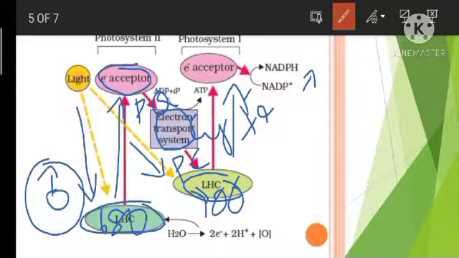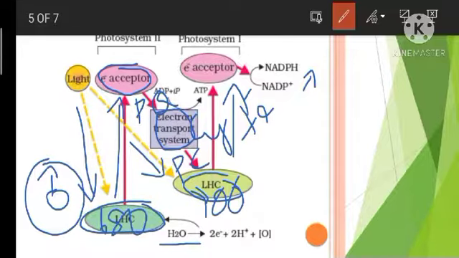And for a continuous supply of this electron, water should be split. They will be continuously absorbing the light photons, and the electrons get excited and passed on, but at the same time a continuous supply of electron is required. So from where is the continuous supply of electron possible? It is possible by the splitting of water, or the photolysis of water.